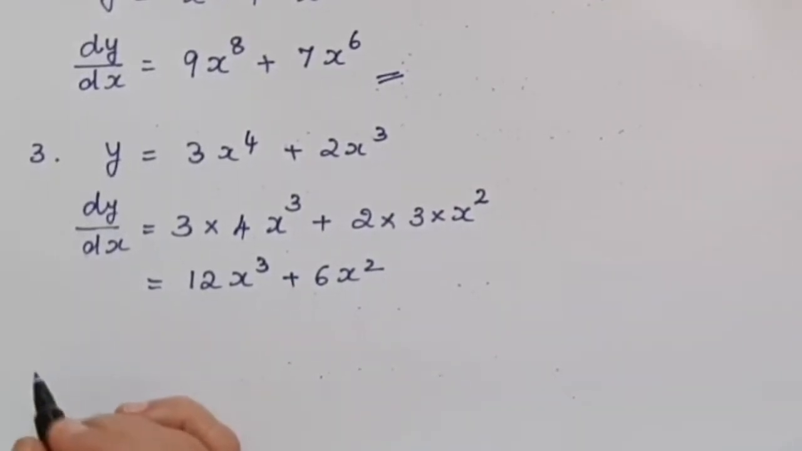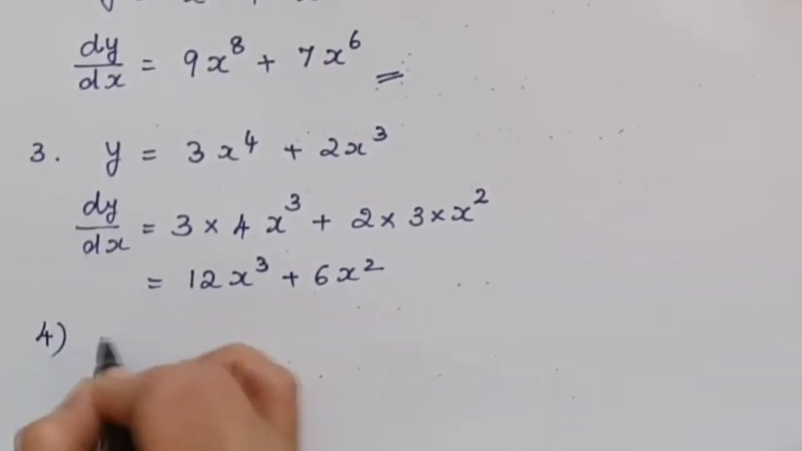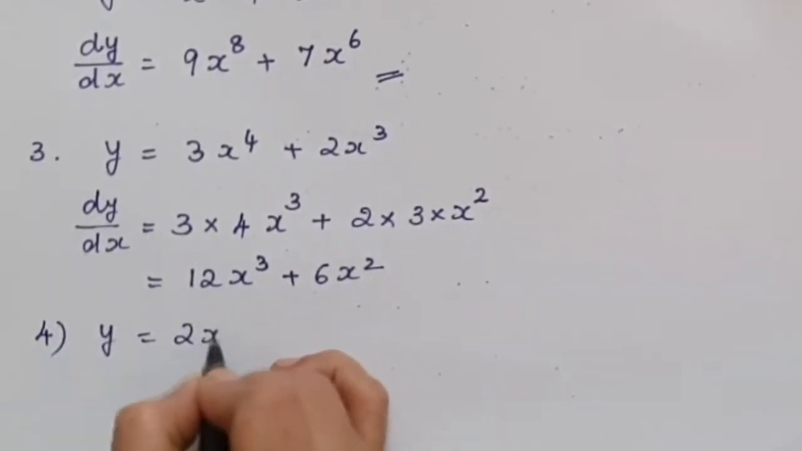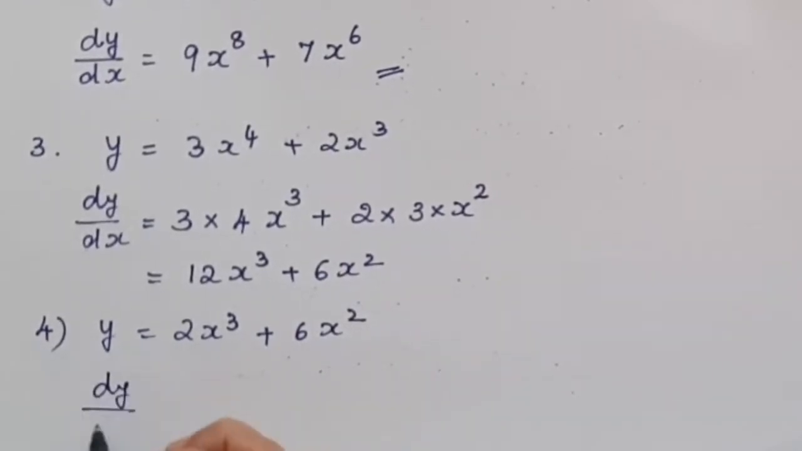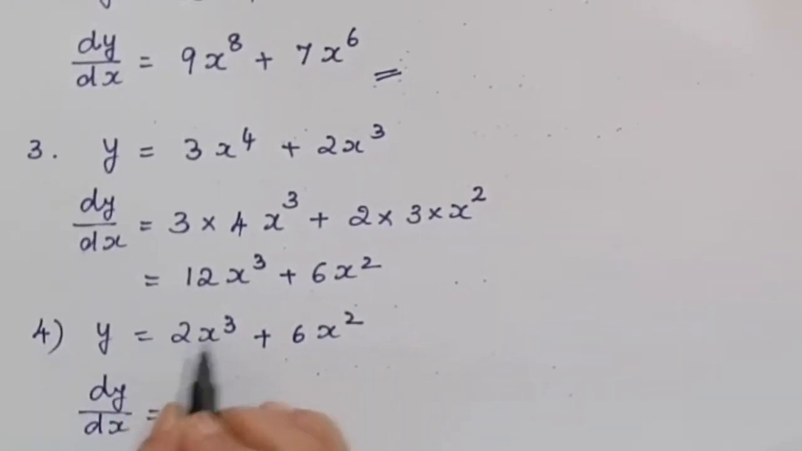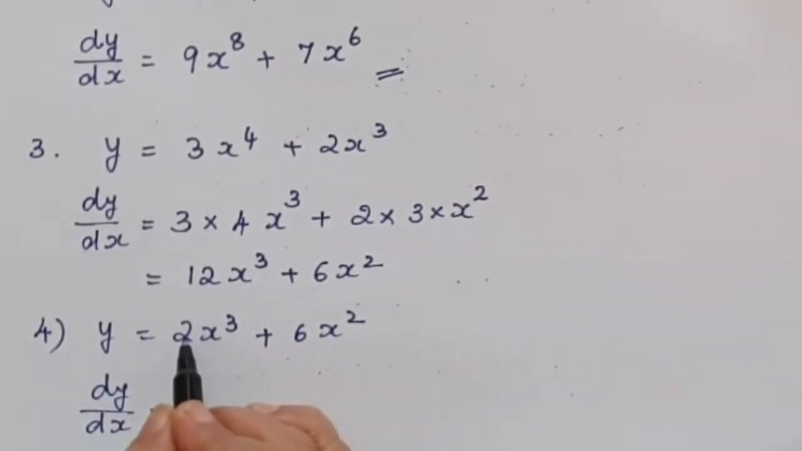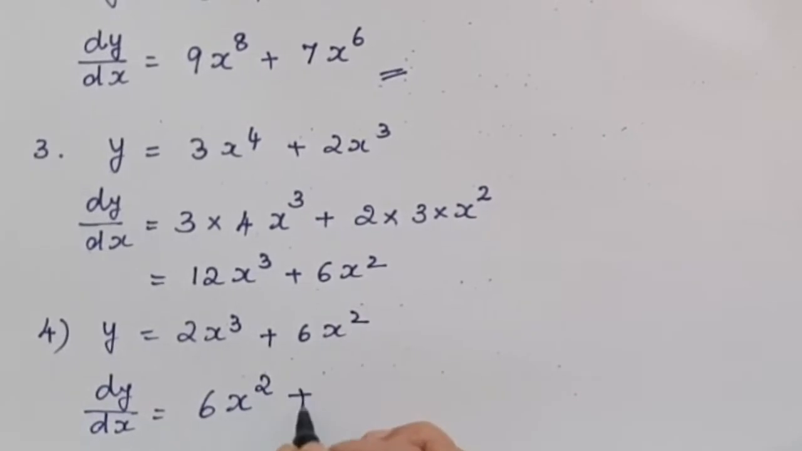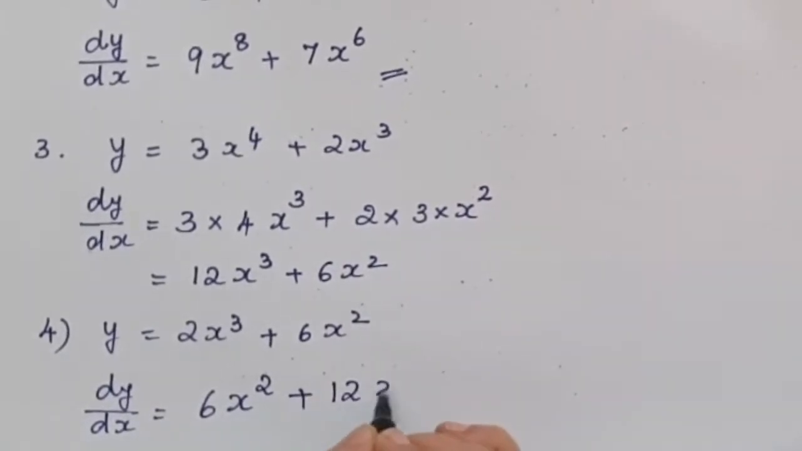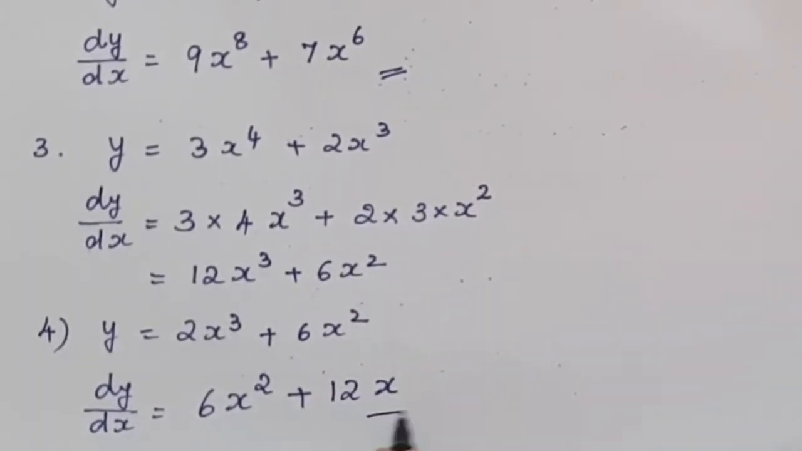Now we'll go further. The fourth one, y equals 2x cube plus 6x squared. Now our dy by dx. When there is a number in front, the power has to be multiplied with the number. So 3 2s are 6, 6x squared, plus 12. X squared is to the power of 2, so it is 12x.